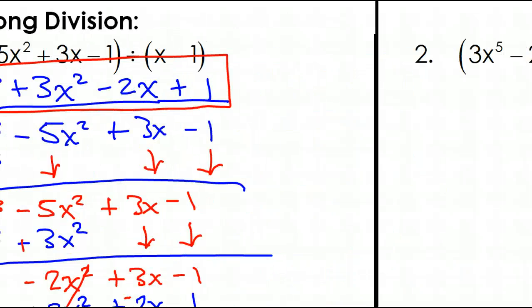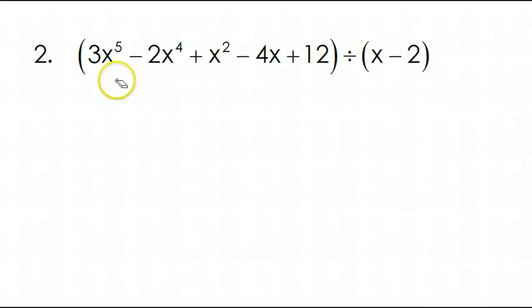All right, let's take a look at number 2. I'm noticing there's a missing term here. I see the highest power is 5, so I'm looking for it to go 5, 4, 3, 2, 1, 0. But instead it goes 5, 4, 2, 1, 0. The third term is missing.